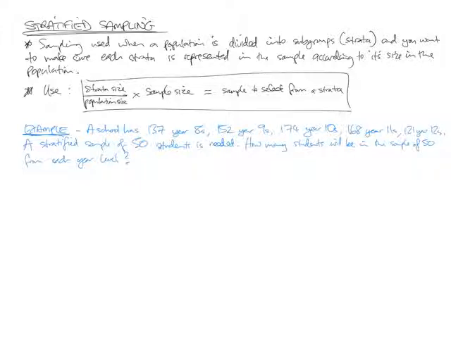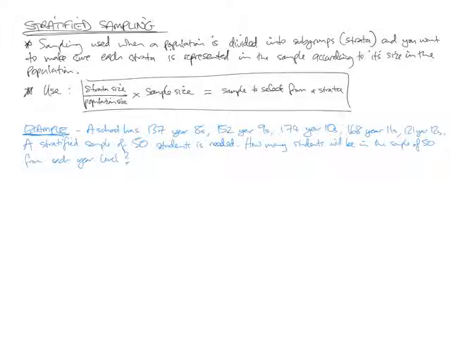Then the last is the most complicated. Stratified sampling is sampling you use when a population is already divided into subgroups, which we call strata, and you want to make sure each strata is represented according to its size in the population. So the only formula you need to use here is strata size over population size. Find the answer to that, then times it by the sample size. It'll tell you how much to include in your sample from a particular strata.